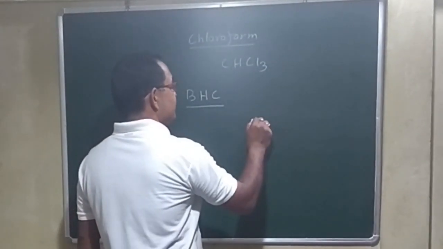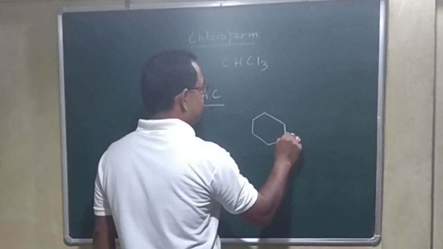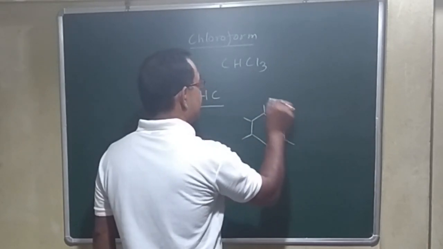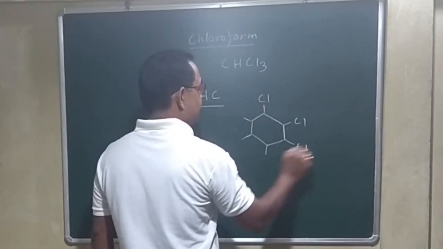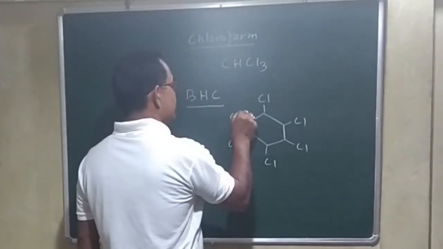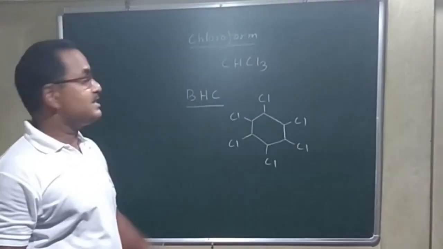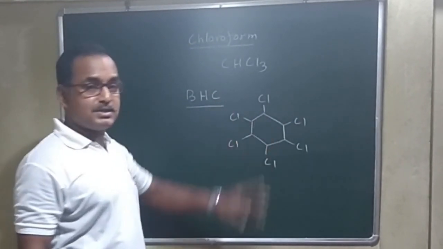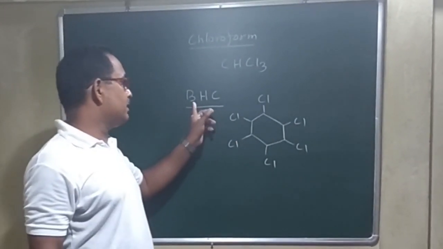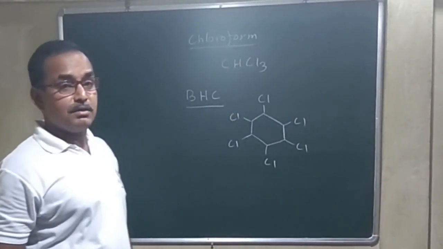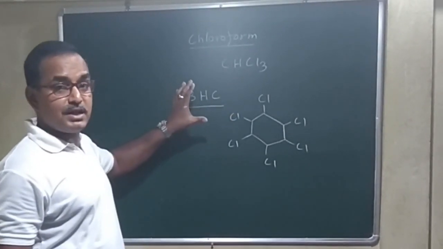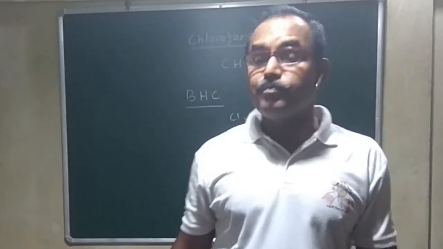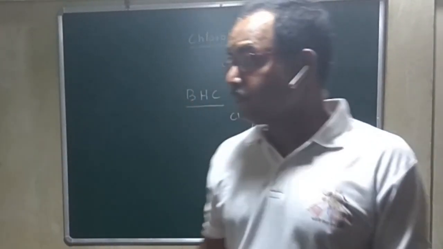What is this? This is BHC, benzene hexachloride. Actually, it is not benzene hexachloride because no benzene structure is there, but commonly people call it BHC, benzene hexachloride. This is also an insecticide. It is used under the trade name Gamaxine.